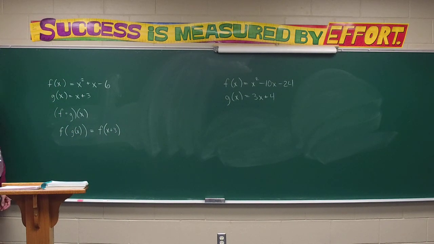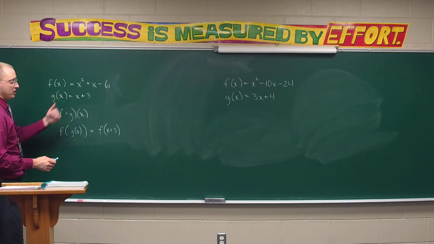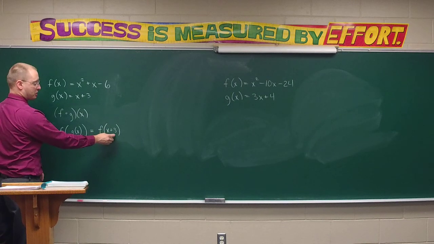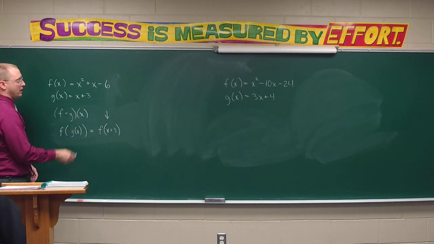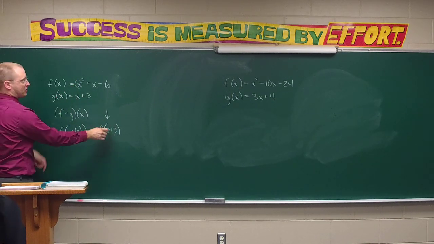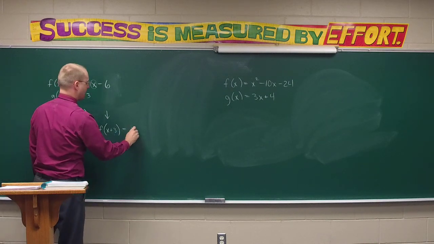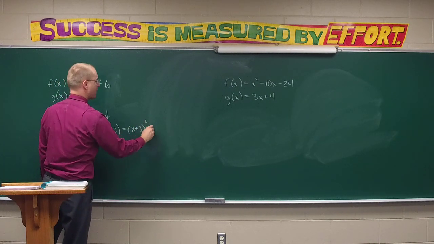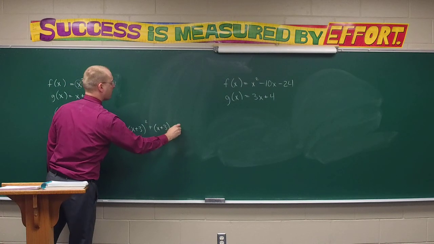Remember, there's two other ways you could write it. You could write it f of g of x, like this, or since g of x is x plus 3, you could say f of x plus 3. Ultimately, this is what you're doing. You're replacing the x with the x plus 3. You're replacing this x with x plus 3 to get x plus 3 squared plus x plus 3 minus 6.